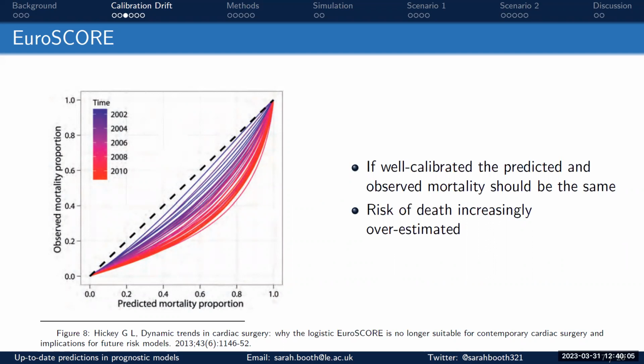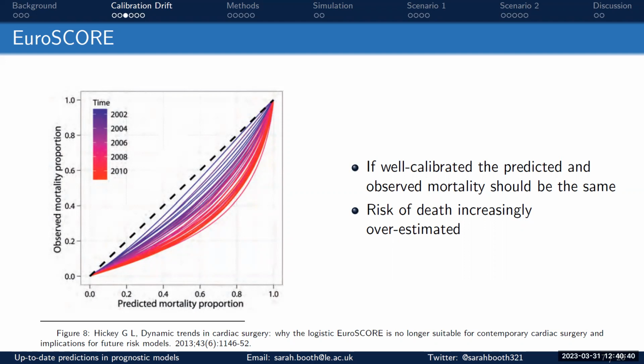If a model is well calibrated, the predicted and observed mortality should be the same. So ideally, you'd want all of your predictions to lie along this dotted reference line. But what you can see happens for this model is that initially we're slightly overestimating mortality, but as the years go on, the accuracy gets worse and worse. Until the end of 2011, you can see that you might predict somebody has a mortality of about 80%, but their observed mortality is actually just around 40%. So your predicted risk is almost double the observed risk.